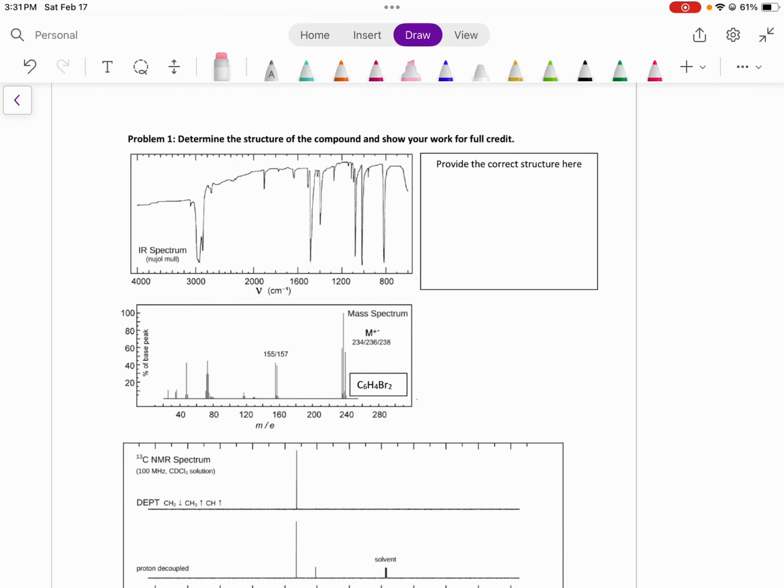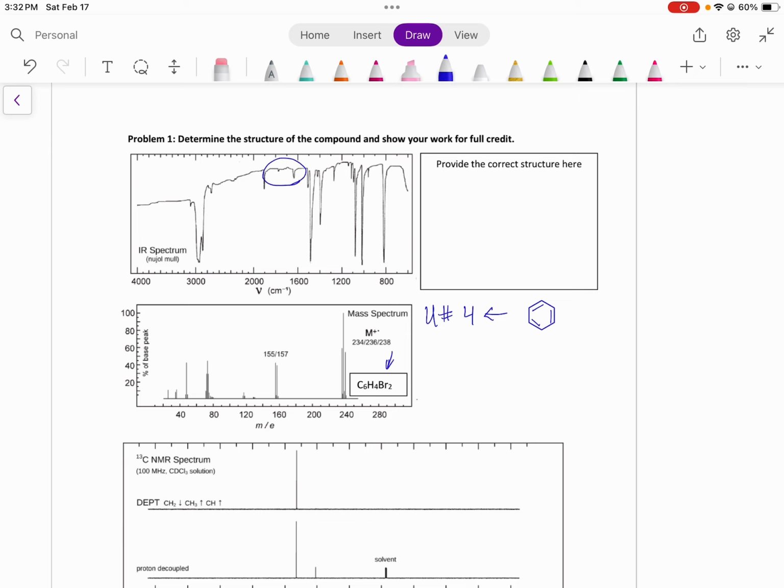Hi guys, looking at a couple more spectra. So first thing that we look at with this combined spec problem is the molecular formula. We've got C6H4Br2, which gives us a U number of 4. So that's going to be a benzene ring most likely. And we're going to go up to the IR spectrum to just kind of corroborate that.